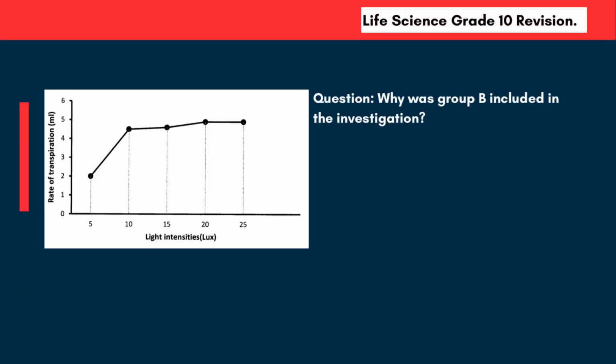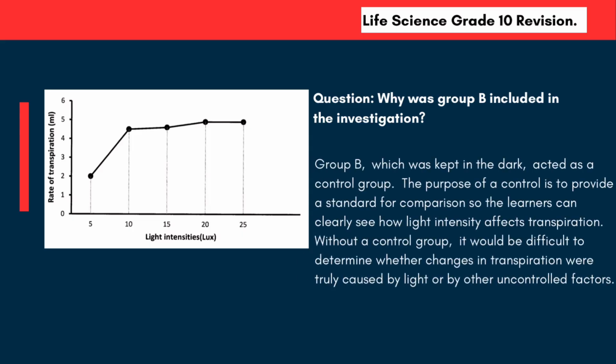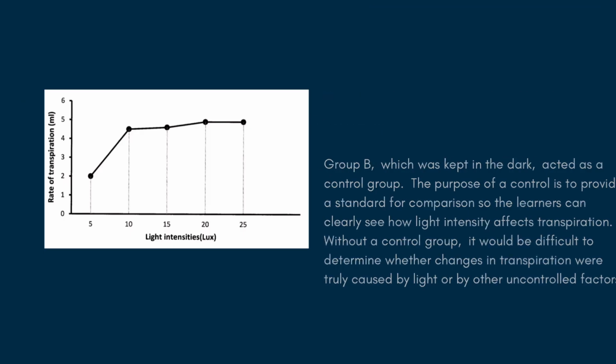Question: why was Group B included in the investigation? Group B, which was kept in the dark, acted as a control group. The purpose of a control is to provide a standard for comparison so the learners can clearly see how light intensity affects transpiration. Without a control group, it would be difficult to determine whether changes in transpiration were truly caused by light or by other uncontrolled factors.